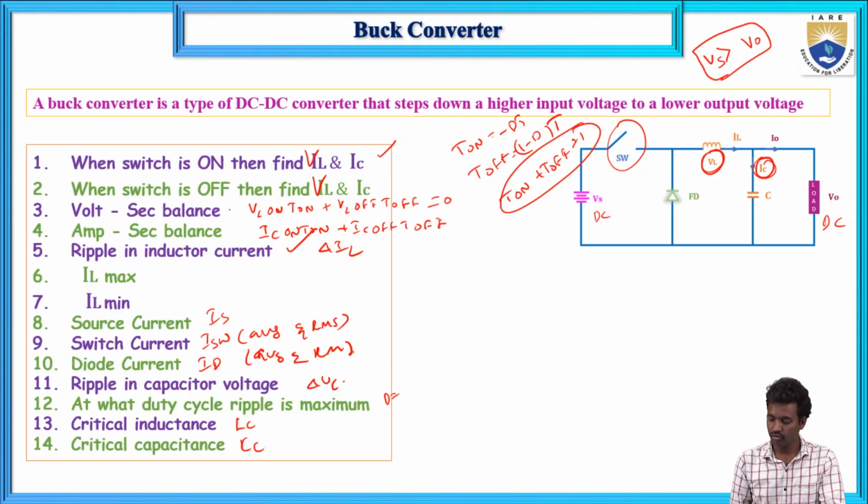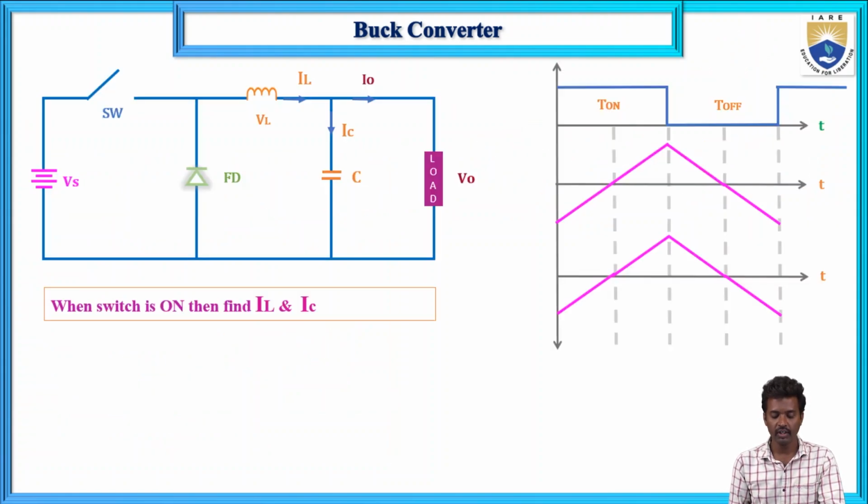First, when the switch is on, find VL and IC, the inductor voltage and current. When the switch is on, it is a closed circuit, and the diode is an open circuit. There is no current, so it is in reverse bias. Next, calculate this VL and IC.